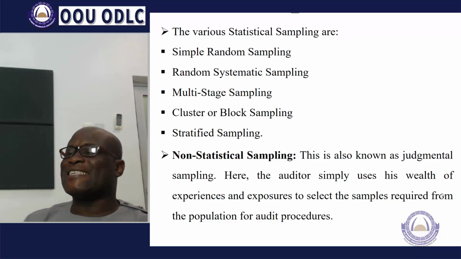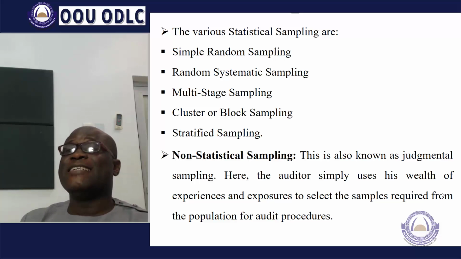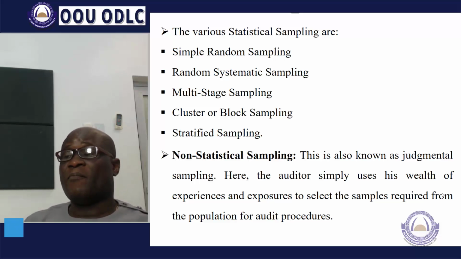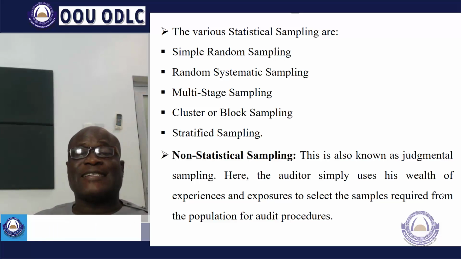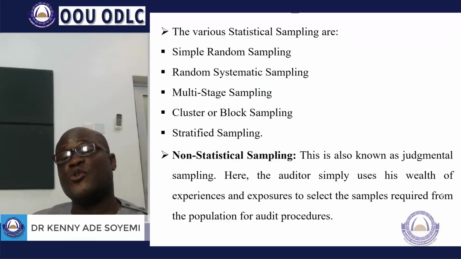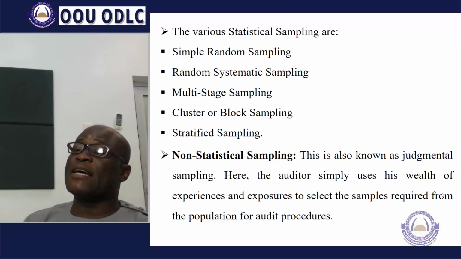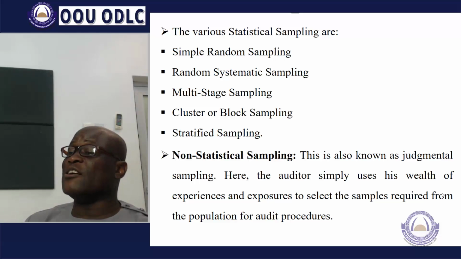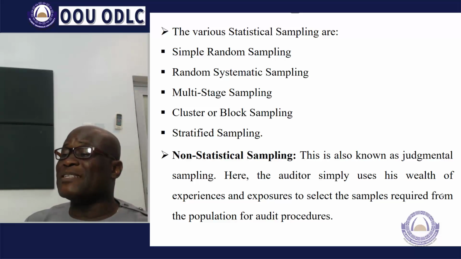Again, it is inflexible, very, very inflexible, because it's rigid in a way. Now, let us look at the non-statistical sampling, which is also known as judgmental sampling. Here, the auditor dumps the use of mathematical rules and hinges slightly on his judgment based on his experience and exposure to the client's operating system.